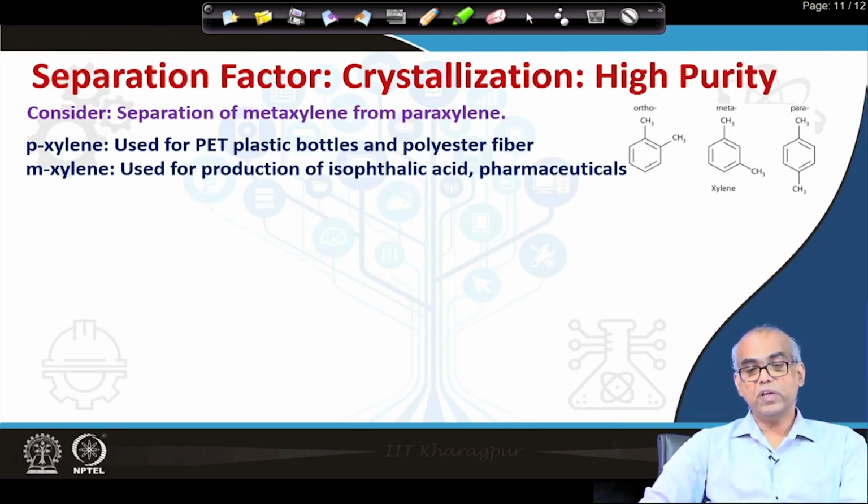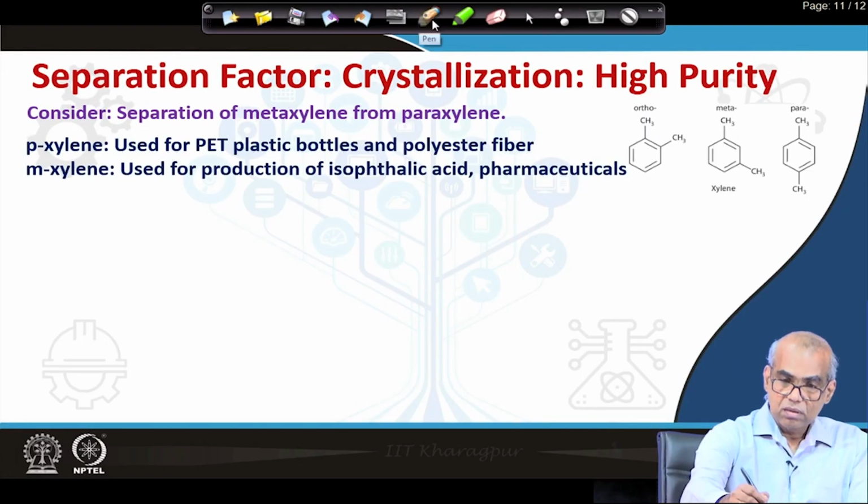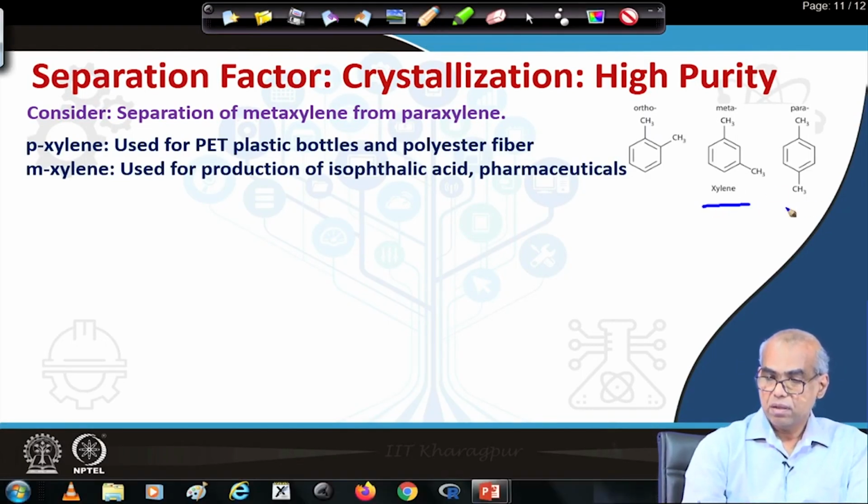Crystallization, when performed carefully, can achieve very high purity. Consider the separation of a mixture of metaxylene and paraxylene. Paraxylene is used for polyethylene terephthalate, PET plastic bottles and polyester fiber. Metaxylene is used for production of isophthalic acid, an important ingredient in the polymer industries. Metaxylene is also used in pharmaceutical industries. So, this is metaxylene and this is paraxylene.